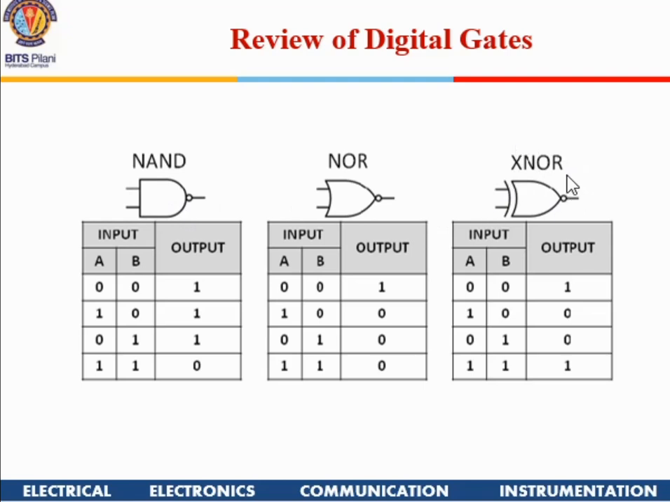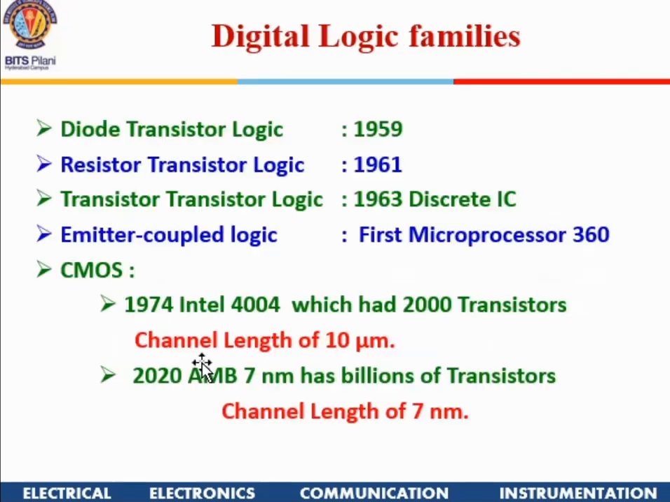So this is an XNOR. The XNOR gate, if you see, is just an inversion of an XOR gate. NOR is an inversion of an OR gate. NAND is an inversion of an AND gate. Now I'm just flashing this slide, so keep this information in the background.